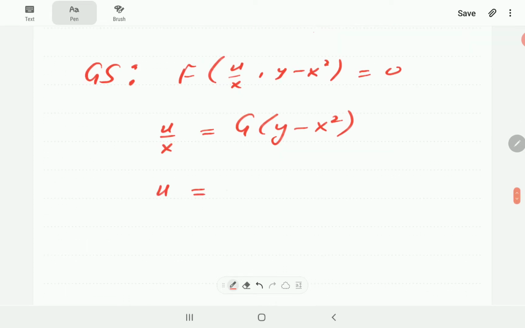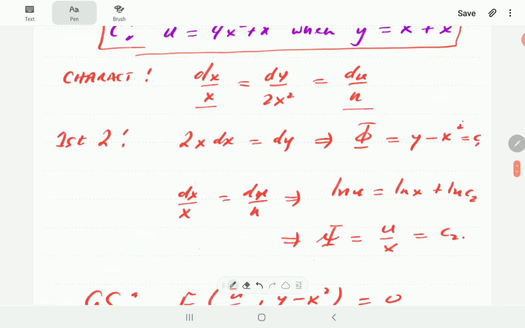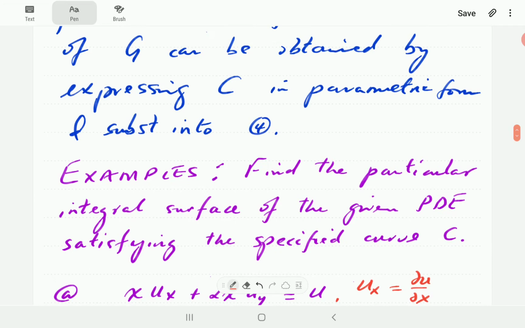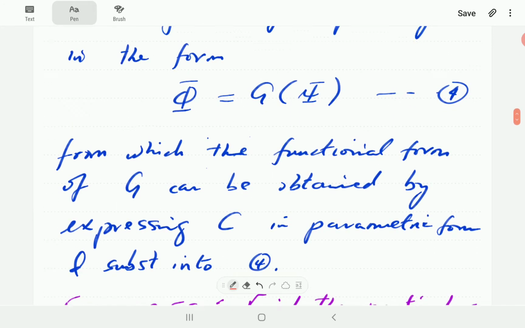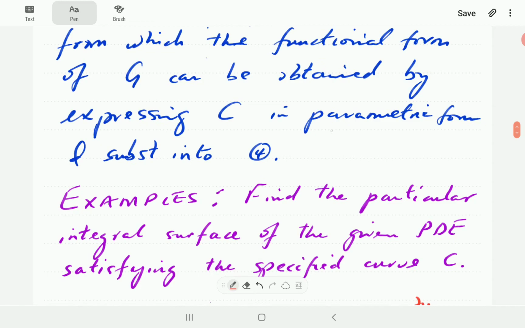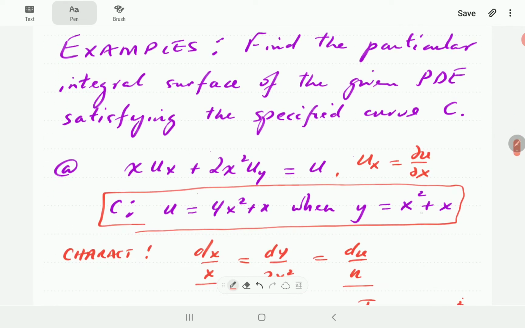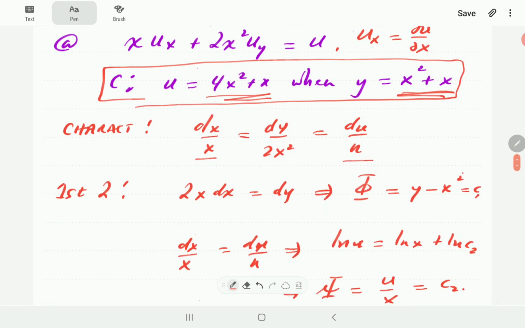In fact, this can be written as g of y minus x squared, times x. Then we want to write C in parametric form and substitute. However, in this case, you can see that for C we can use x as a parameter, so we can write everything in terms of x, because u can be written entirely in terms of x, and y we can write in terms of x.